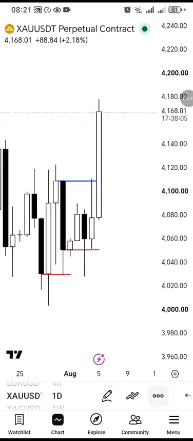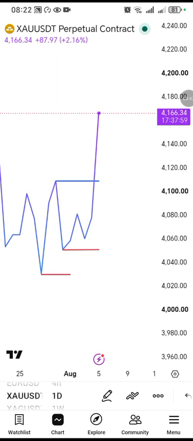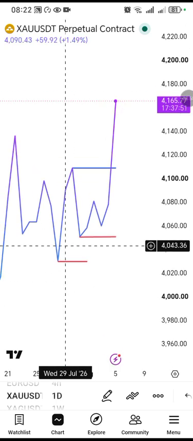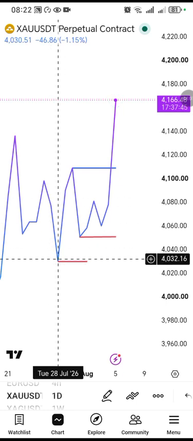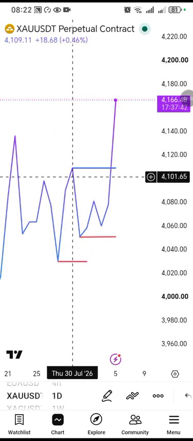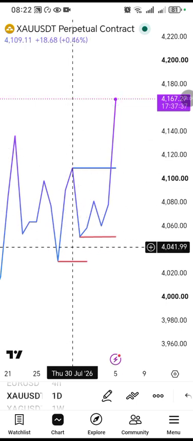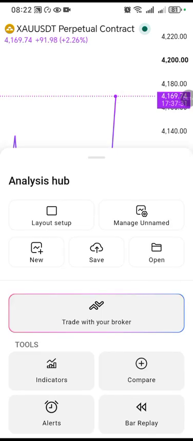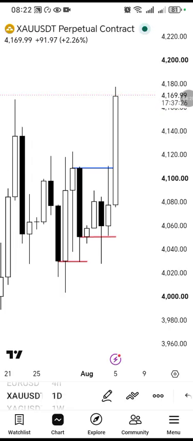So let me just go to line chart to show those who are not able to draw to see this V shape and A shape levels. On line chart, you can just mark this turning. You see, it was moving down and then up. It's V, you see, and then up there it was moving up and then went down. It's more like A. Even here, that's the V I was talking about. Back to candlesticks.